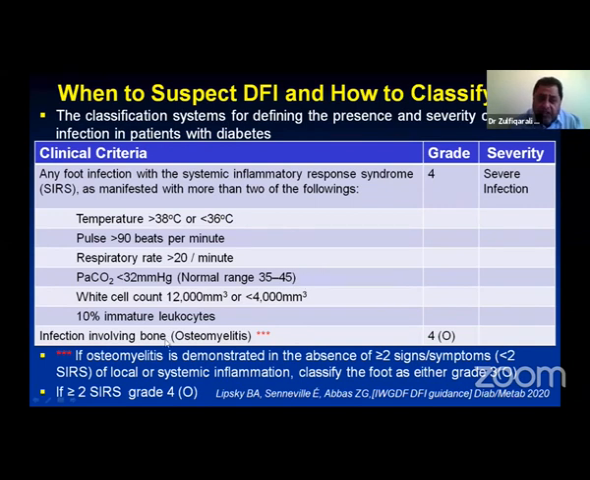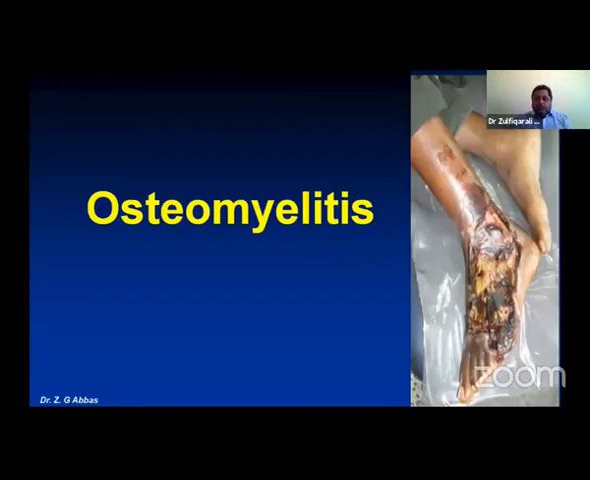If the infection involves the bone, that's osteomyelitis, then it becomes grade 4, that is 4 osteomyelitis. If osteomyelitis is demonstrated in the absence of two or more signs and symptoms of local or systemic inflammation, then the foot is classified as grade 3-0. If it is two or more, then it becomes grade 4 osteomyelitis. So let's talk a little bit about osteomyelitis.